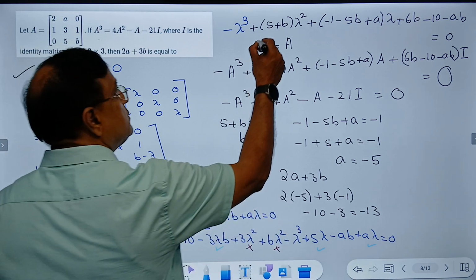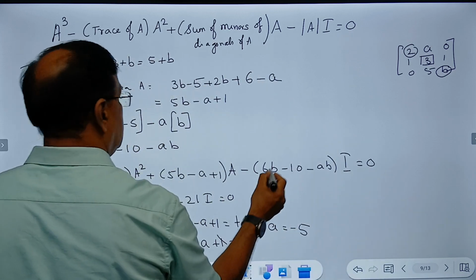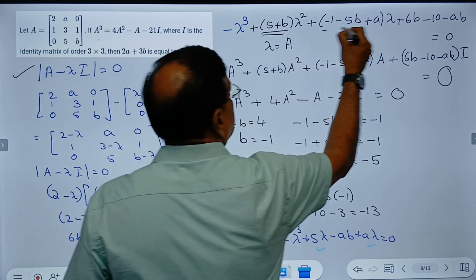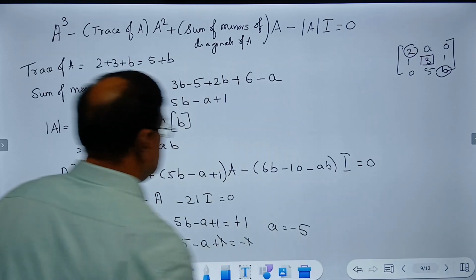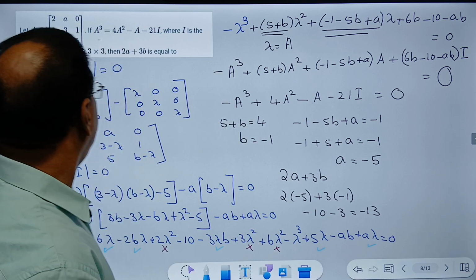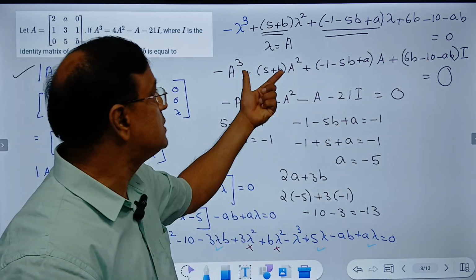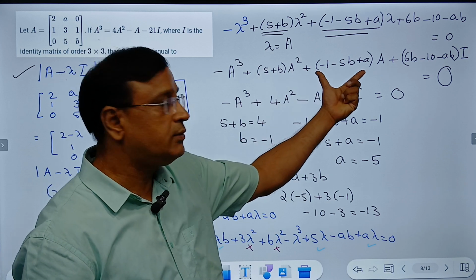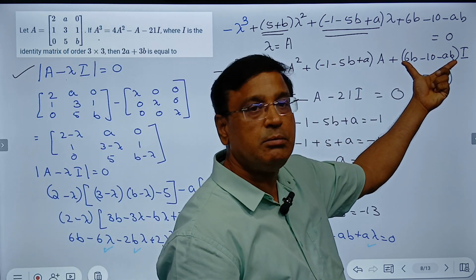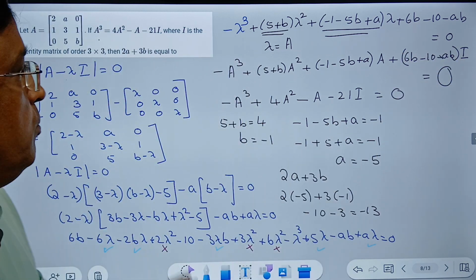And you can also look at this equation. See, 5 plus b, I have got 5 plus b. Can you see it? It's the same. Then look at this. It's the same. So everything will be the same. So basically, when the characteristic equation is expanded and you put it in the matrix form, this gives you the trace, this gives you the sum of the minors of the diagonal, and this gives you the determinant value. So there's something very amazing in this particular equation. I hope you understand this.